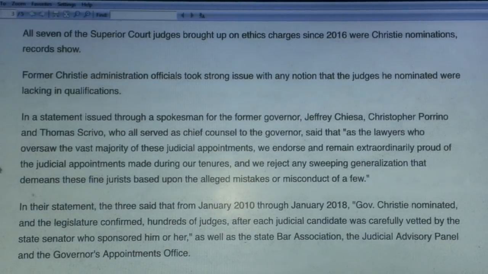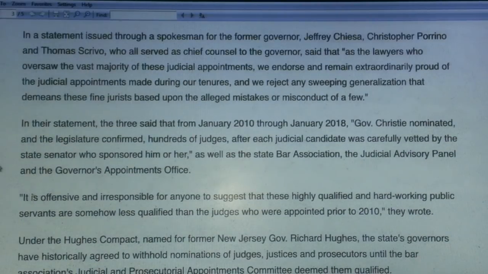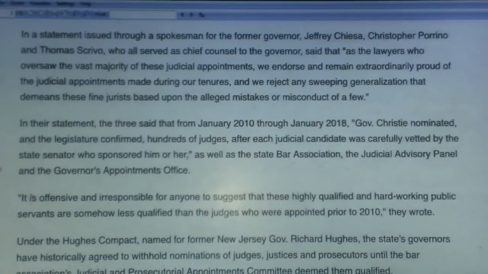So it goes on to say right here, family, in their statement, the three said that from January 2010 through January 2018, Governor Chris Christie nominated and the legislature confirmed hundreds of judges. Do you hear that? After each judicial candidate was carefully vetted by the state senator who sponsored him or her, as well as the State Bar Association, Judicial Advisory Panel of the Governor's Appointment Office. You see this? Do you hear this? He sponsored. This stuff. This is like corruption at its most high.